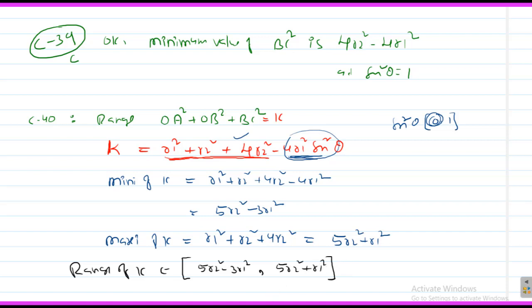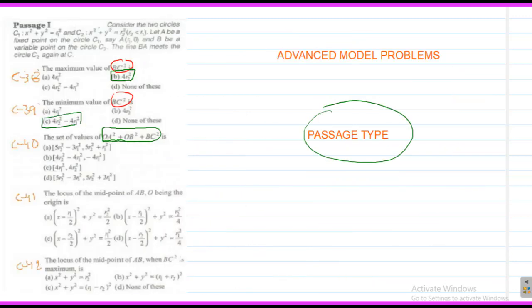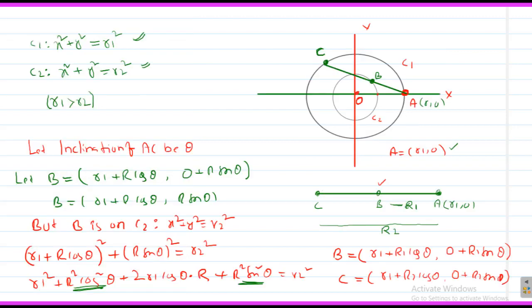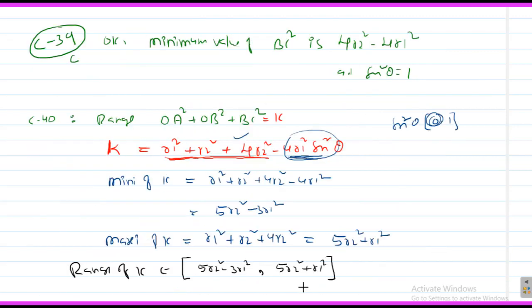Now we need to cross check with our options. Yeah, 5R2 square minus 3R1 square. Okay, option 1 is 5R2 square plus R1 square. Okay, correct. Option 1 is correct. So I can say that A is correct for C40.